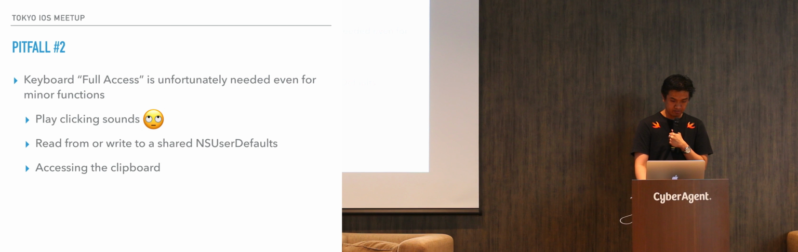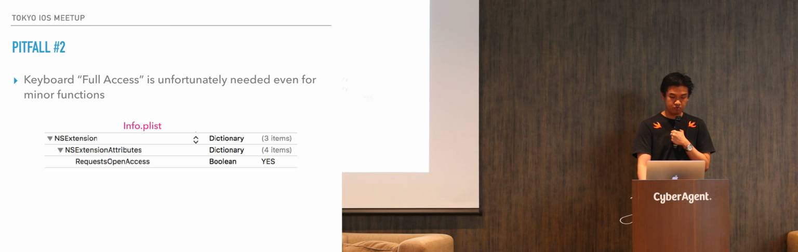There's another pitfall here. To play clicking sounds, you need full access. Your app needs to be granted full access by the user. And actually, even some simple functions like reading and writing to user defaults, or accessing the clipboard, need this very broad permission. To do this, you add to the Info.plist RequestsOpenAccess and set it to yes.